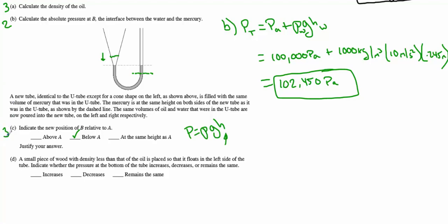And then part D, we're going to take a piece of wood and place it on the left side inside the fluid. We know its density is less than oil, and so it's going to be floating over here on the left. And we want to know what happens to the pressure at the bottom of the tube. Will it go up, down, or stay the same? And don't overthink this one. There's no justification that you need. It actually increases, and that's because there's more mass pushing down. So there's going to be a larger pressure on this left side. And D was worth only 1 point.